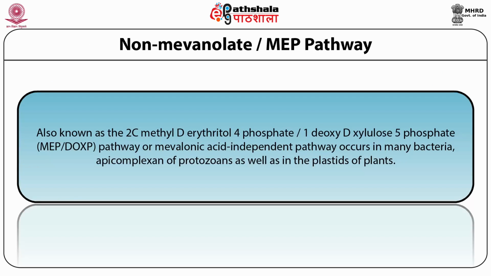The non-mevalonate or the alternative pathway. In most of the bacteria and some protozoans, including the malarial parasites and plants, isoprenoids are produced by using a non-mevalonate or alternative pathway called the methyl erythritol phosphate pathway or the MEP pathway.